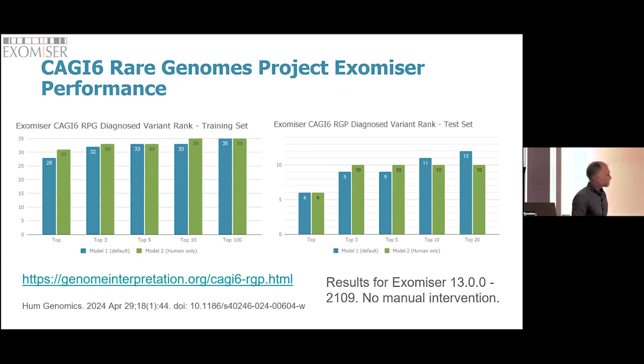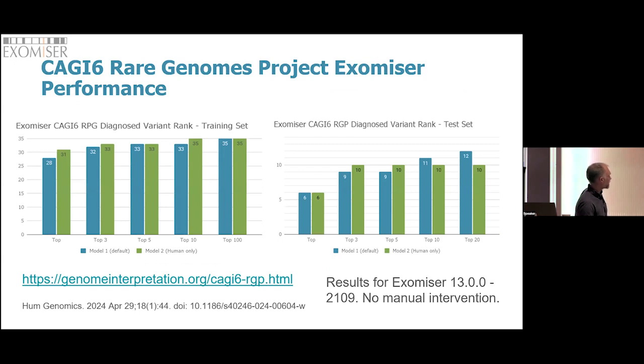We've also been a top performer at the CAGI. So the CAGI is the Critical Assessment of Genome Interpretation. It's a genomes project that was run by the Broad. And Exomiser was one of the top performing algorithms in this one. But this is our test set that we were given when we knew what the actual result was. We found that we were able to find basically almost all the cases in the top 10.